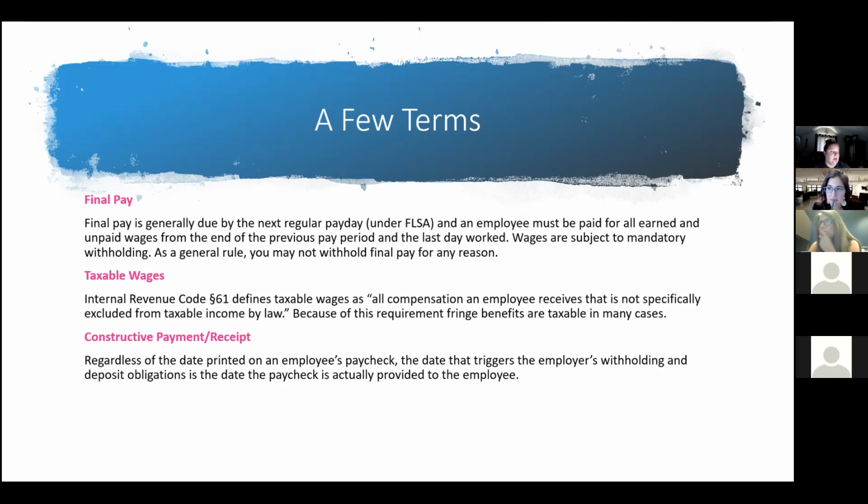So constructive receipt or constructive payment is an interesting concept. Regardless of the date printed on an employee's paycheck, the date that triggers the employer's withholding and deposit obligations is the date the paycheck is actually provided to the employee.